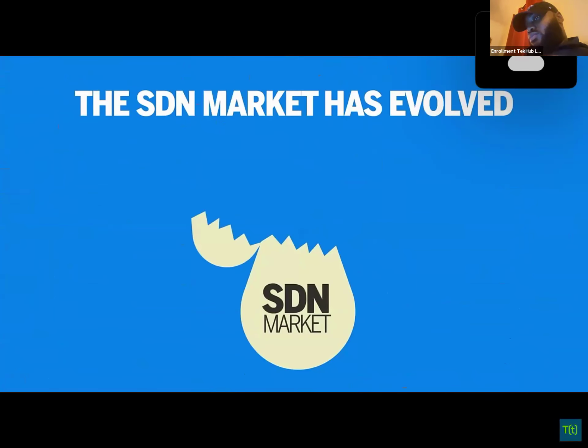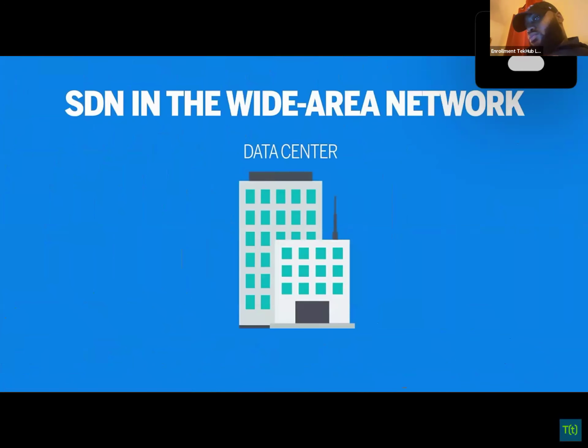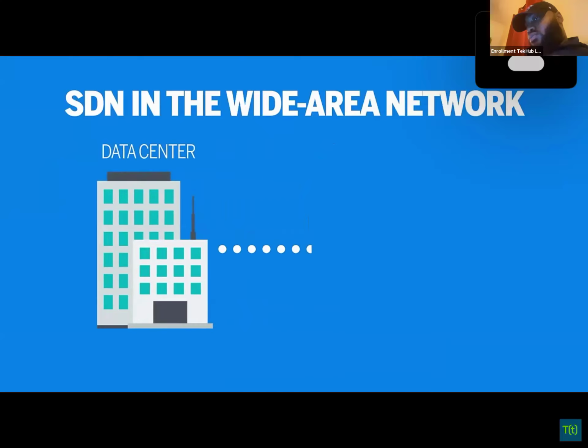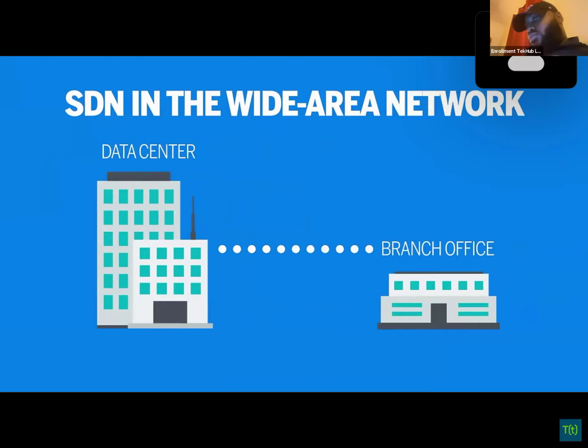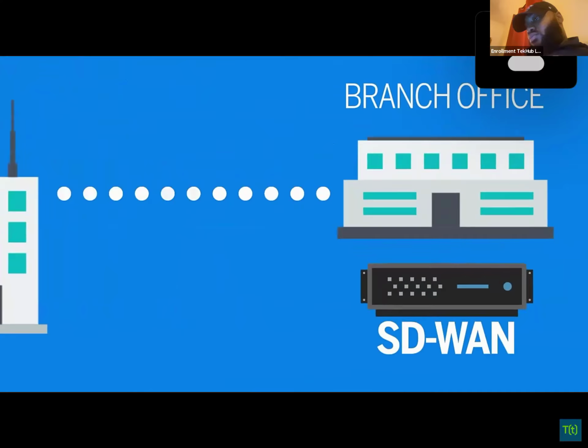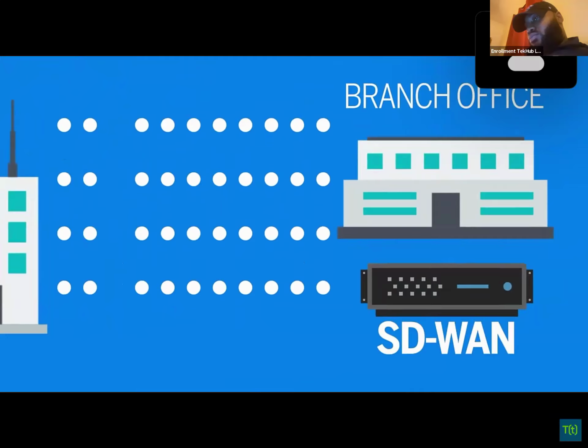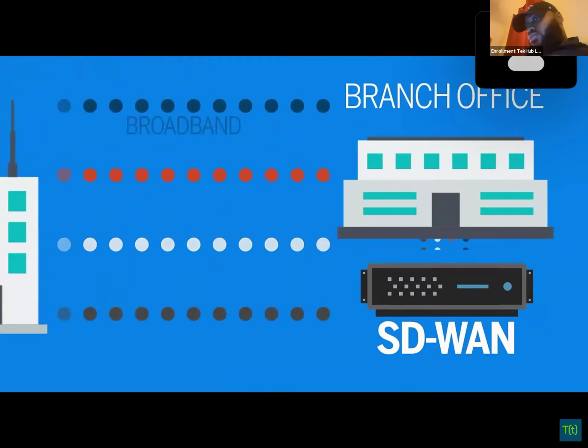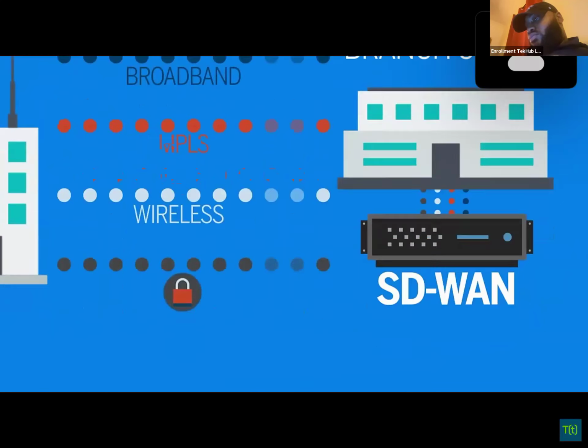Today, the SDN market has evolved, and it's breaking out of the data center. SDN is being used in the wide area network to control how enterprises connect to their branch offices. This use case, called SD-WAN, uses software to aggregate multiple types of network connections, such as broadband, MPLS, or wireless, to create strong and cost-effective connections.